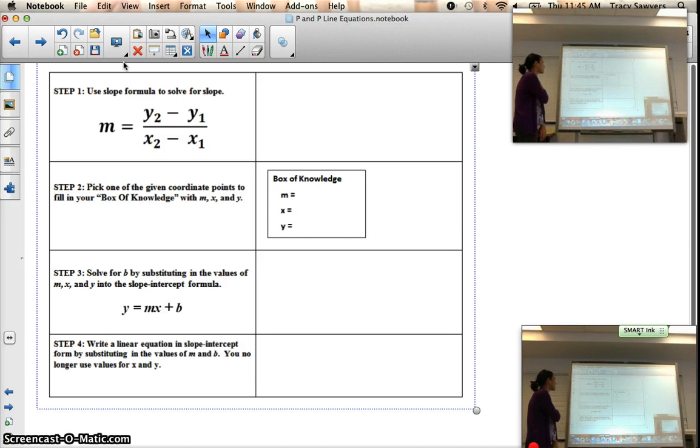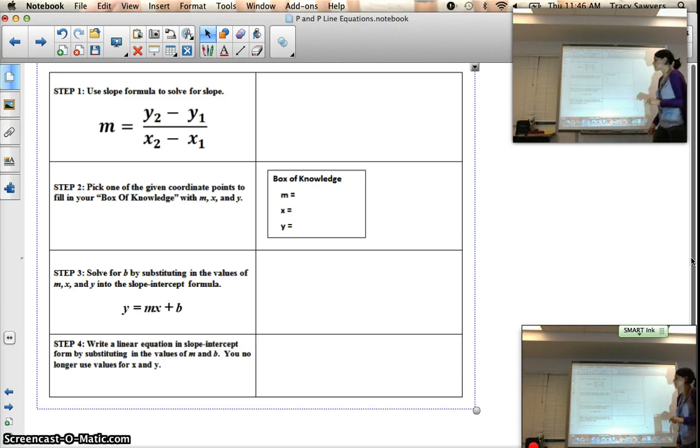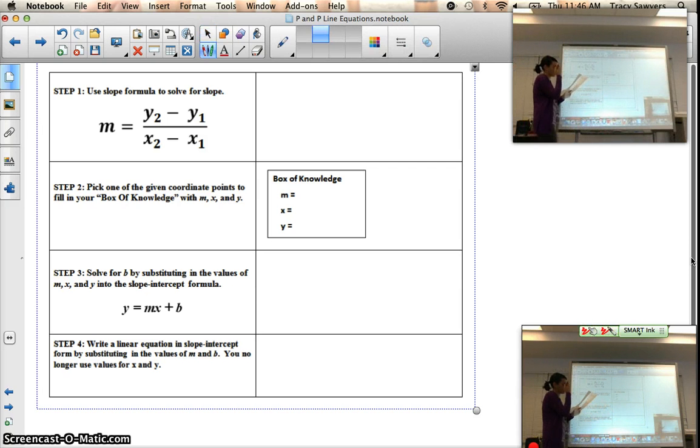Okay, so the first thing we are going to do is to find the slope. So if you look at the problem, what are my 2 points? -5, -1, and 5, -3. So how do I find slope? Right. Okay, so that's the first thing you want to do is find the slope.